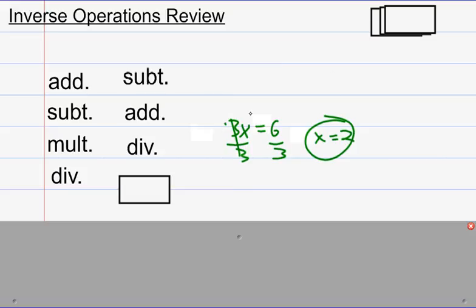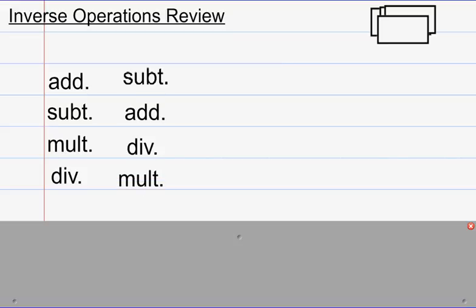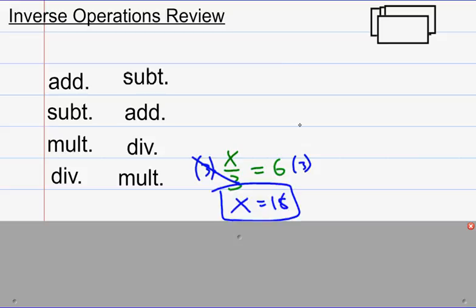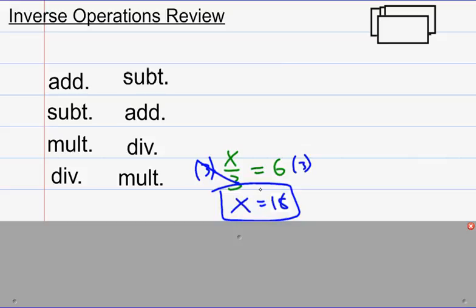All right, I'll erase that one. And then finally, the inverse operation of division is multiplication. A good example of that would be x divided by 3 equals 6. To undo that, we do the inverse, which is multiplying by 3. So I'll use parentheses or a dot to cancel out dividing by 3, and you get x equals 18. All right, so that's a good review of inverse operations.